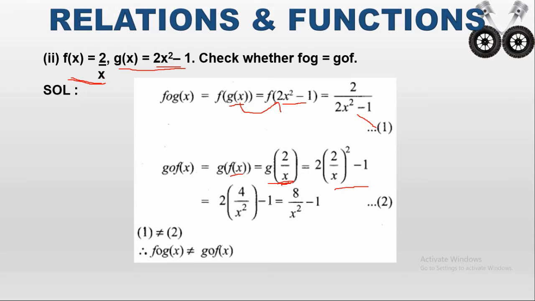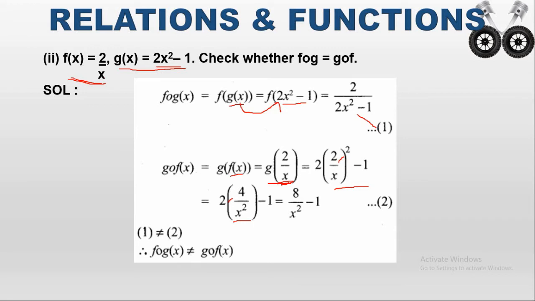First you have to execute the values inside the bracket. Now you have to square the values. 2 square becomes 4 and x square stays x square. So it can be written as 2 into 4 by x square minus 1. Now you multiply with the 2, so it becomes 8 by x square minus 1. This is equation 2.